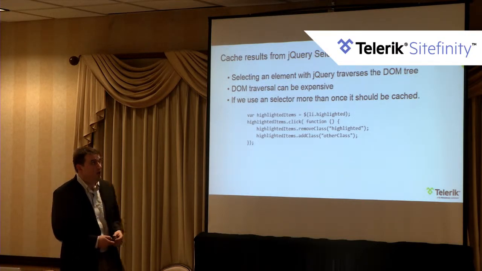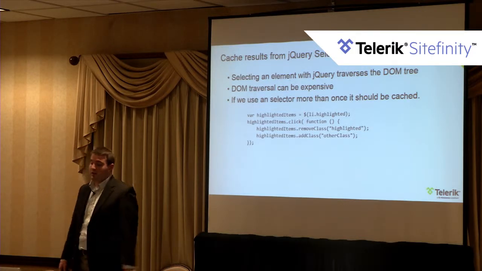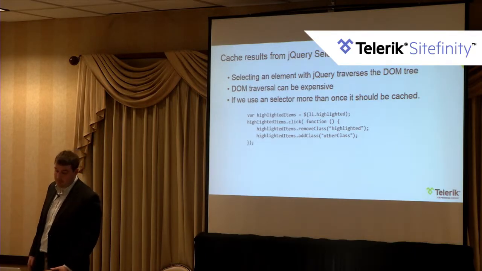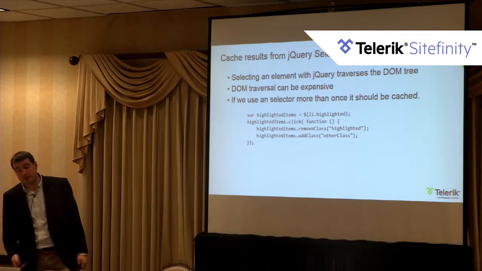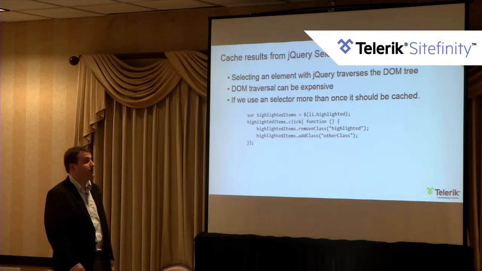So the first thing, jQuery selectors. As I mentioned, when we select an element with jQuery, it traverses the entire DOM tree. DOM traversal is expensive. If we use a selector more than once, it should be cached. The way in which we do that is making sure that we do things like setting it to a variable.